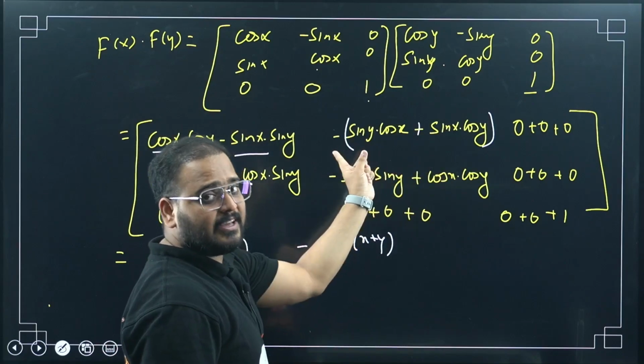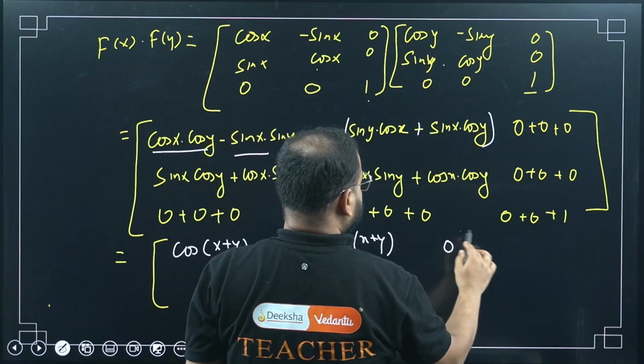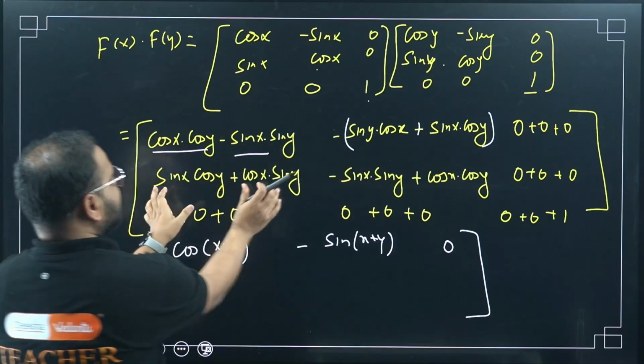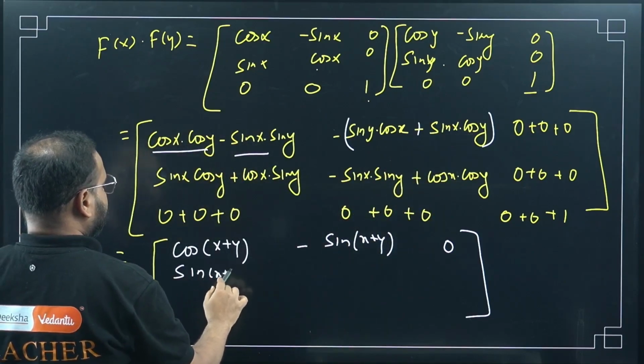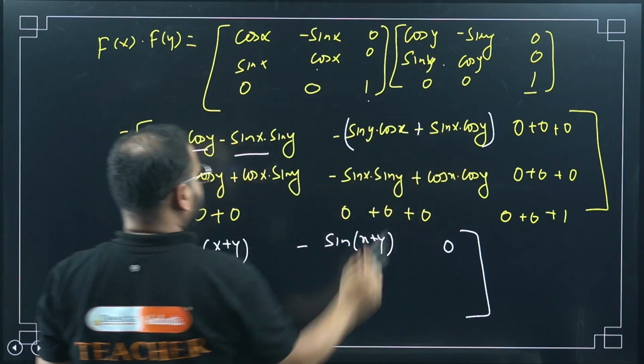This is also minus, but I have taken it common. I can write it like this also. This is simply 0. Please check now. Same thing is here. This part is the same as the bracket inside, so I can write it as sin of x plus y. Please check: sin x cos y, cos x sin y. So the same thing is there.